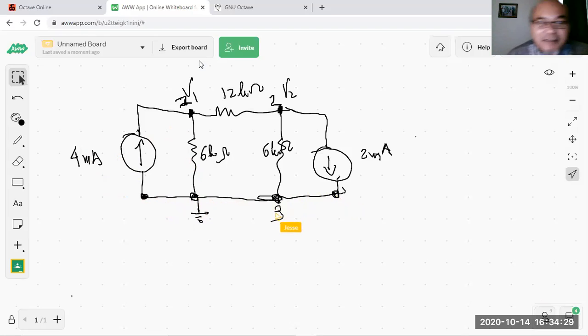Yeah, the lower part, they all can be considered as one single node, even though it is a very long wire. Okay. Reference node.